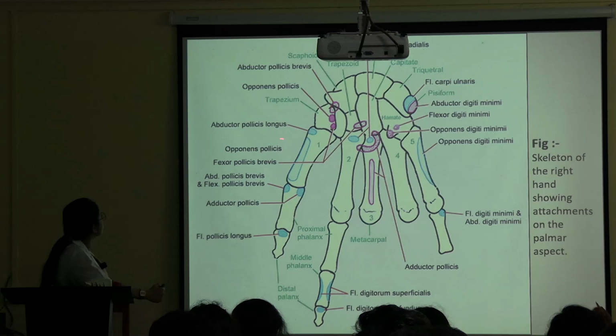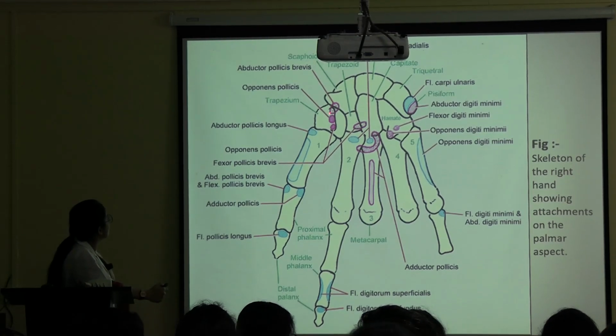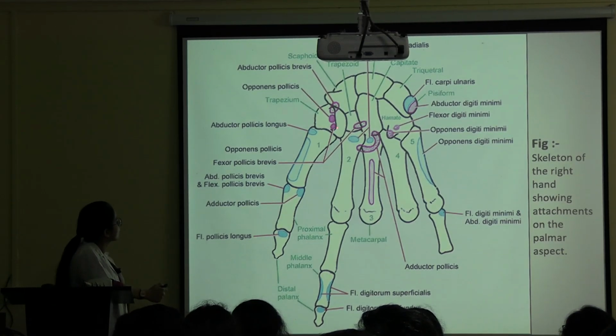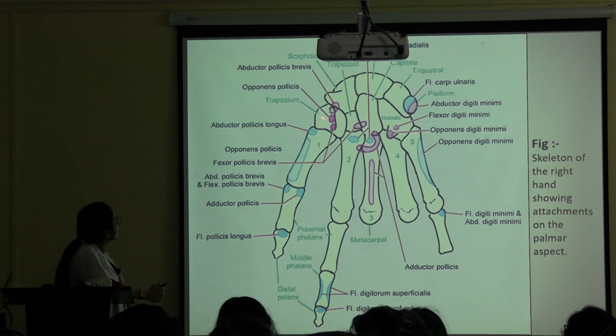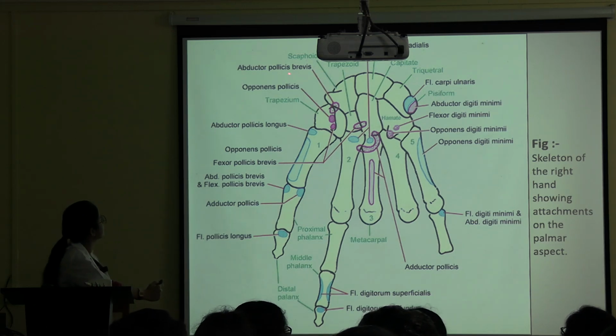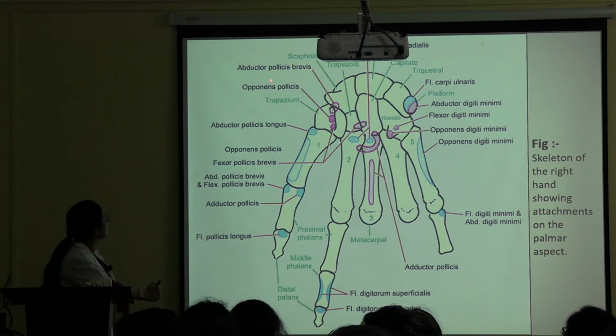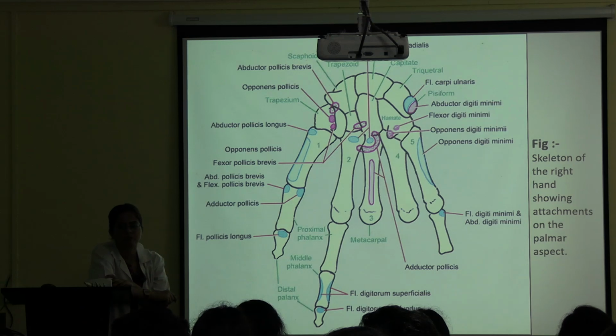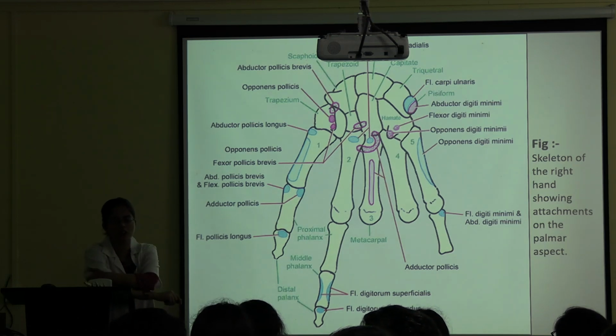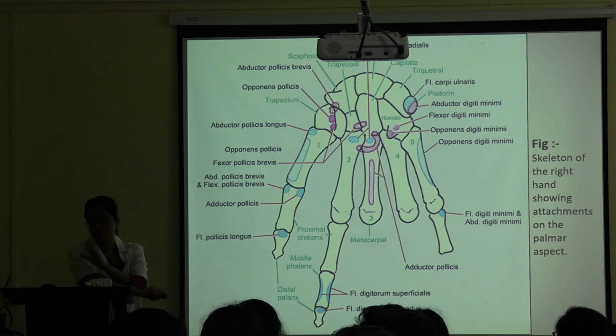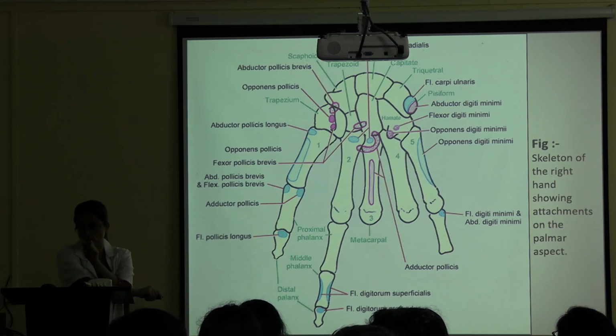Clear? So you can see here, what is this bone written? Trapezium. Okay, now you can see this abductor pollicis brevis. Why is it named pollicis? Because it is in the thumb. And what does the word brevis mean? What is the meaning of longus? Why is the muscle named longus? It is longer, and brevis means short or small.